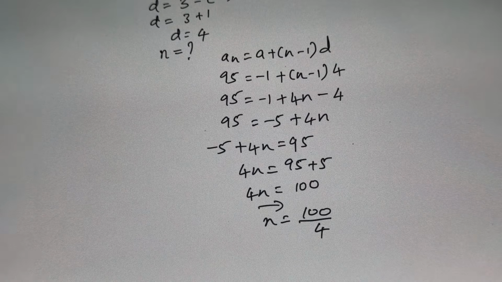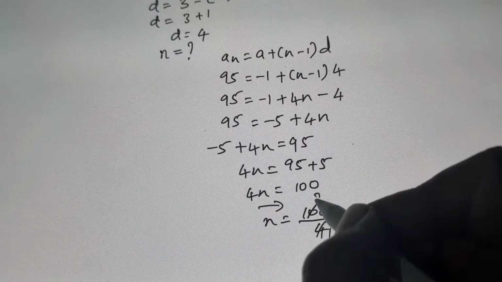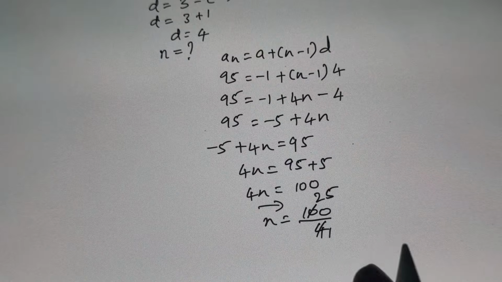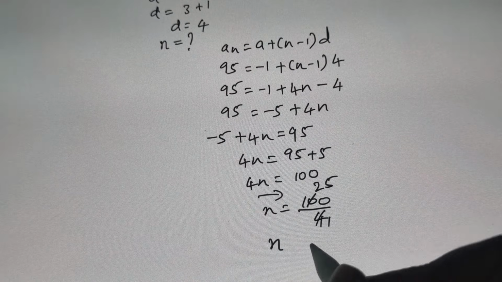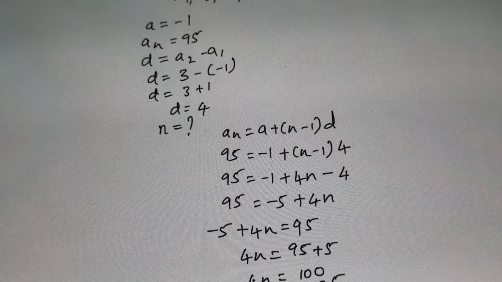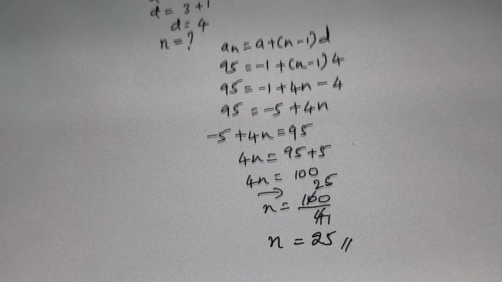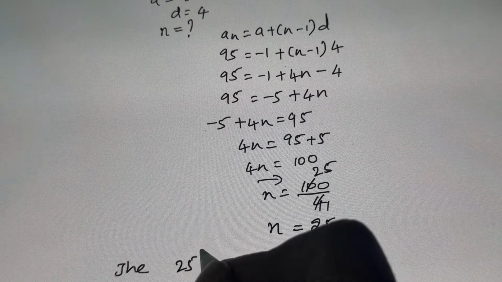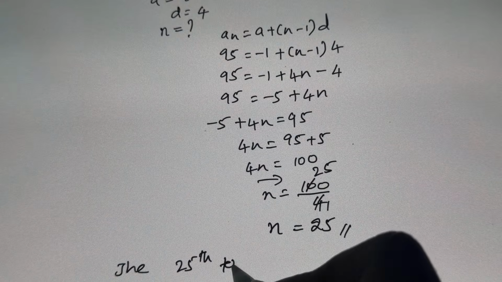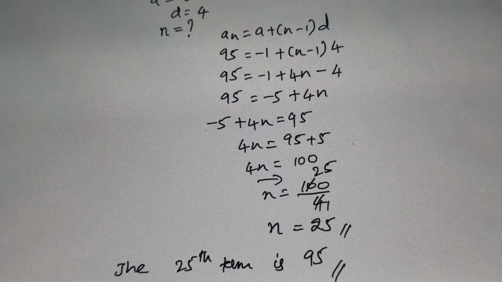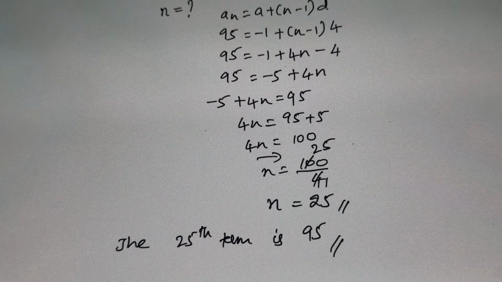4 ones are 4, 4 twos are 8, 2 carry, 4 fives are 20. So here you have n is equal to 25. So you can see the 25th term is 95. The 25th term is 95. So this is the final answer.